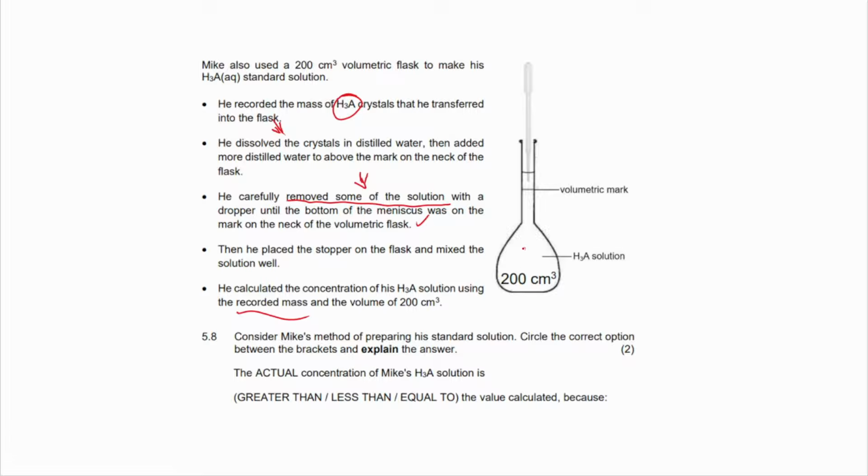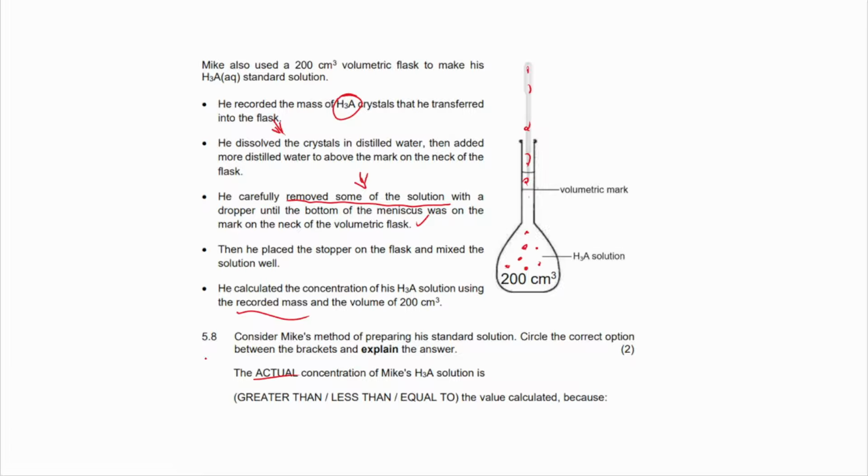Okay, because over here these crystals are dissolved, right? So we have all these different ions in here. But what he did is he took this dropper, right, and he took some of them out. So some of these crystals would have left. So that means the mass would have decreased, which means the moles would have decreased. Okay, so what happened here, we have to circle the correct option between the brackets and explain your answer. The actual concentration is going to be greater than, less than, or equal to the calculated value.